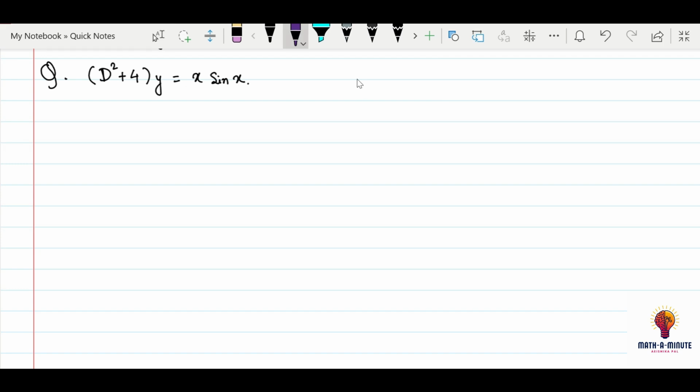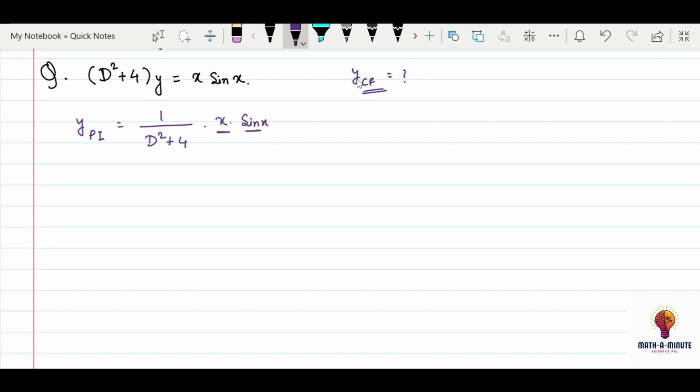Okay. So I hope you can solve the complementary function by yourself. Okay. So it's your job to find the complementary function. Now I will explain just how to find the particular integral for this problem. Okay. So the particular integral will be 1 by f D, which is D square plus 4, and the right hand side part is x sin x. Okay. So there is a polynomial with a trigonometric function, sin x.